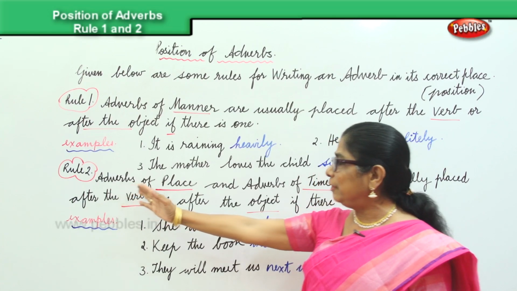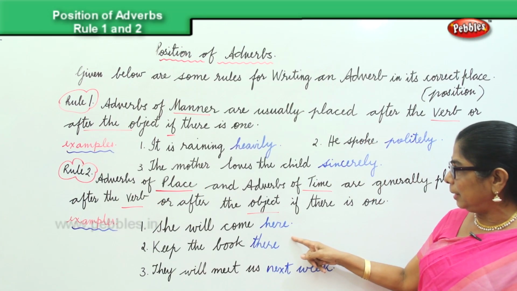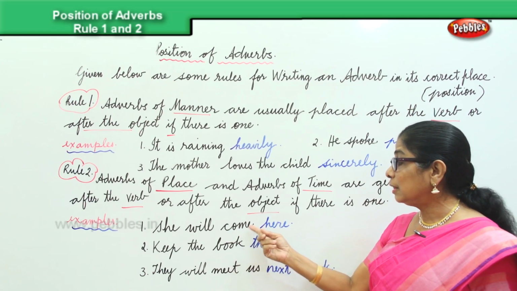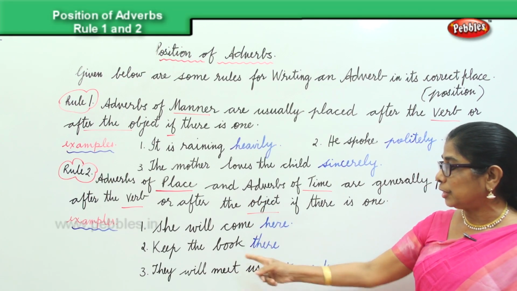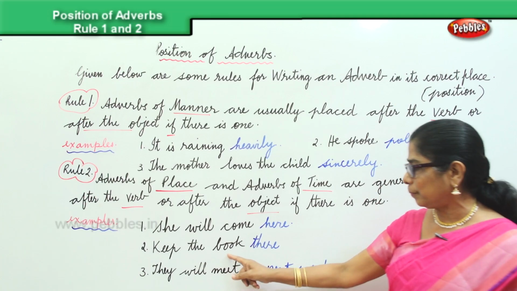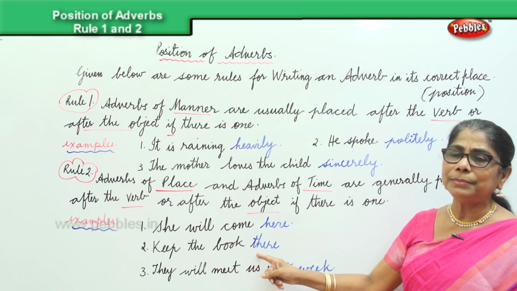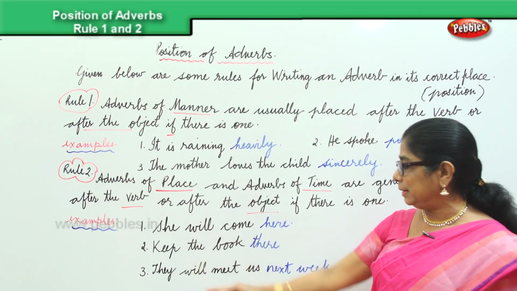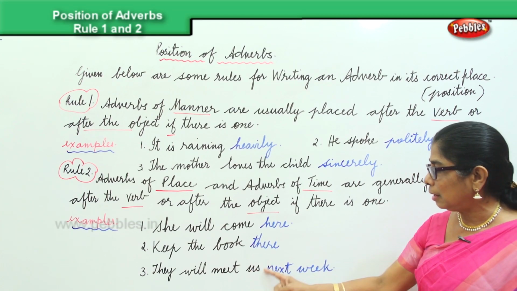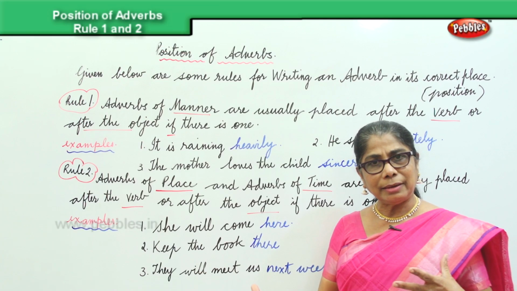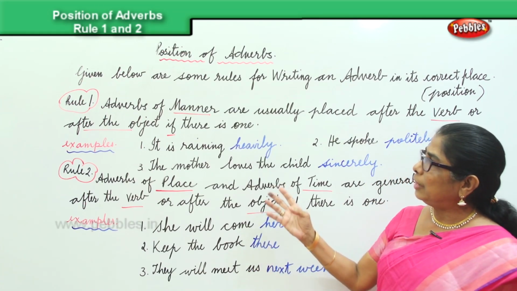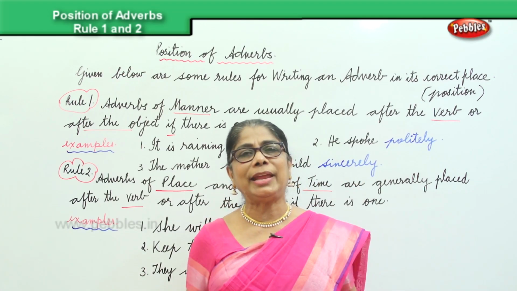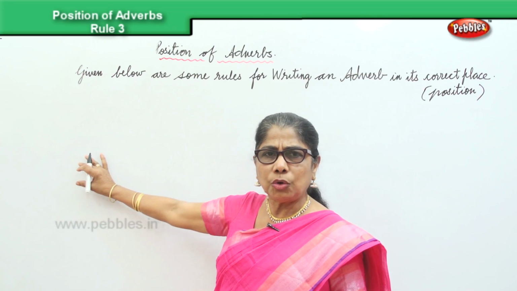In the second rule, adverbs of place and adverbs of time are generally placed after the verb. Here the verb comes before the adverb or after the object. In the second sentence, keep the book there, the adverb comes after the object book. In the last one, they will meet us next week. The object is us. So first the object, then the adverb. So we have done two rules. We have 4 more rules for you. Remember, these rules are for writing, to know the correct positioning of the adverbs. We have already done rule number 1 and rule number 2.